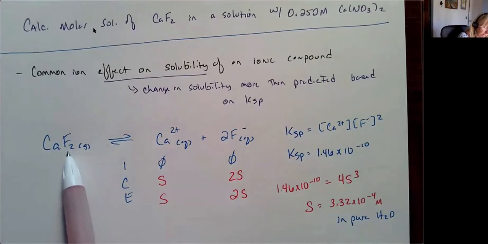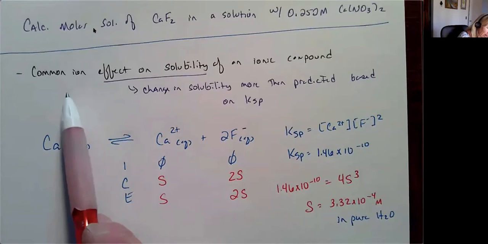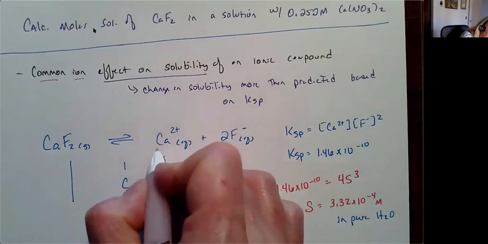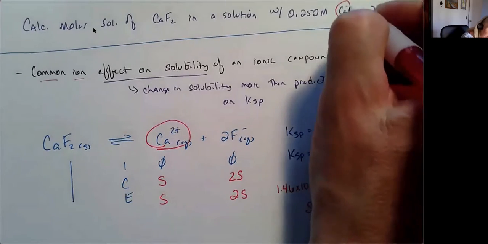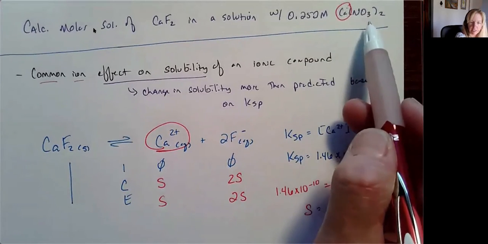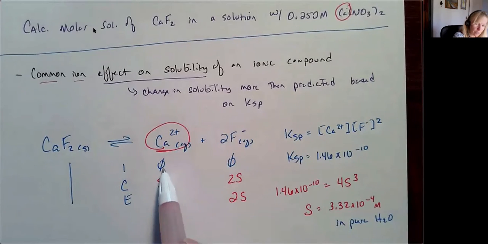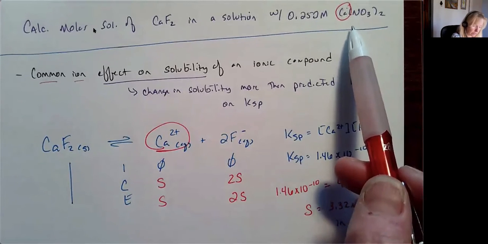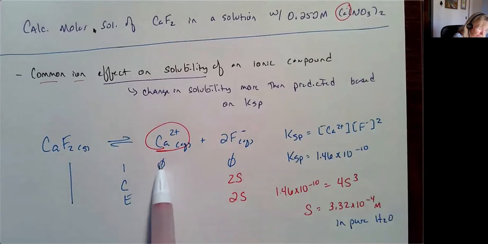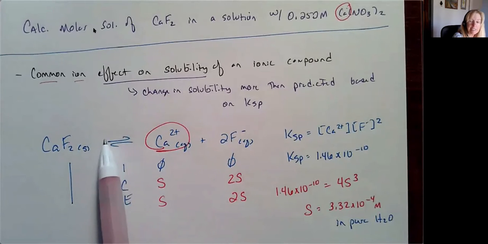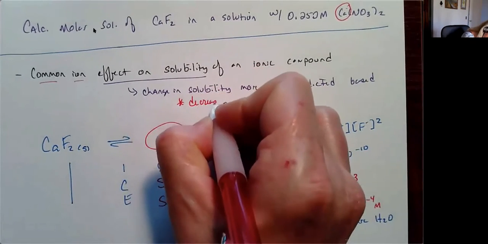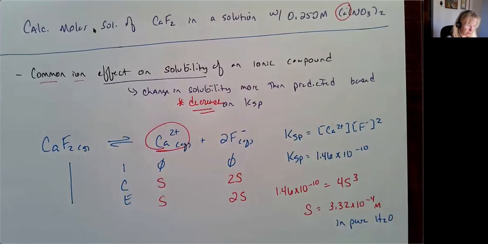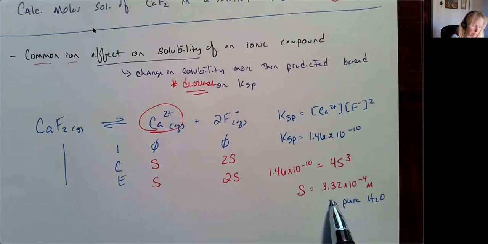and since one of the ions of my ionic compound I'm trying to solvate also has calcium, that's my common ion. So my common ion here is calcium because I have calcium up here. The nitrate's not going to do anything, but the calcium, now I can't start with 0 concentration of calcium because I have some calcium ions already in solution. And if I have calcium ions already in solution, that's going to decrease my solubility. So I'm going to see a decrease in my change in solubility if I have a common ion effect. A decrease, so my molar solubility is going to be even smaller than this.